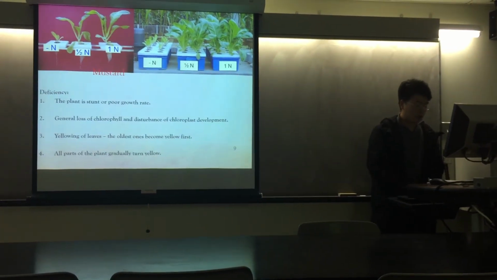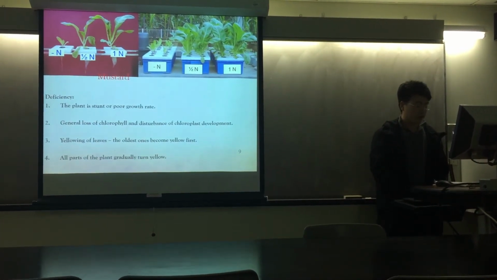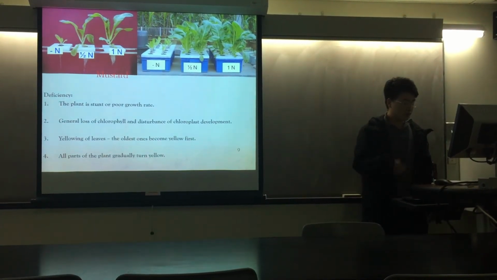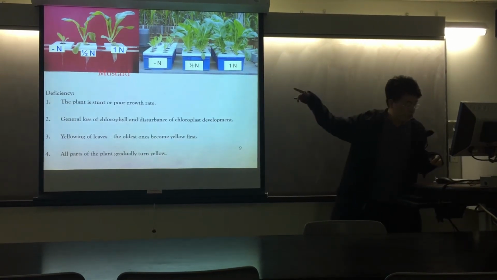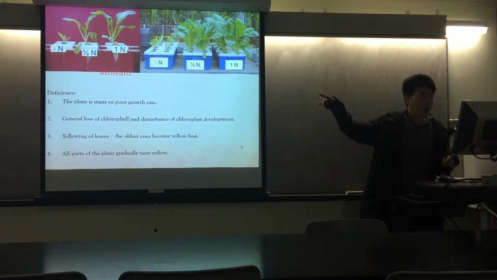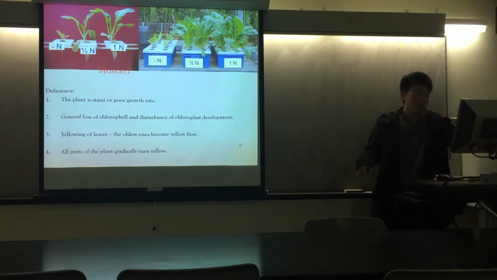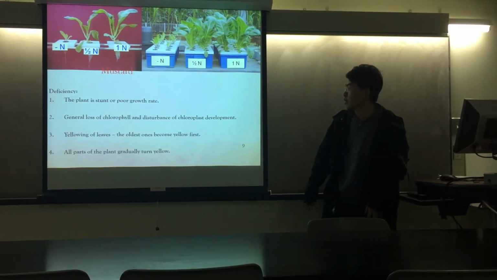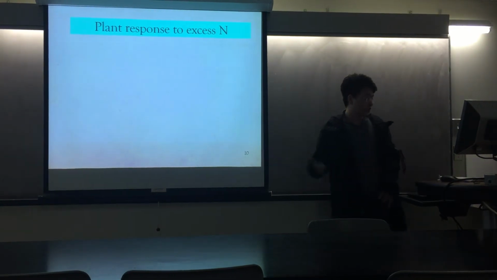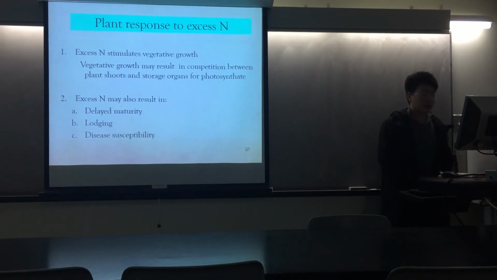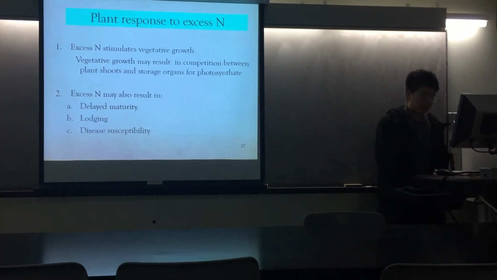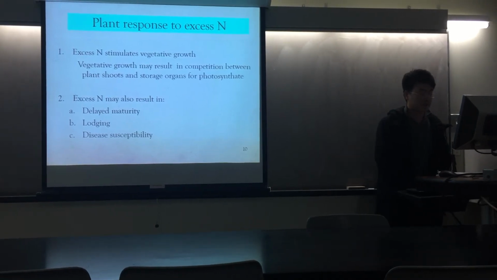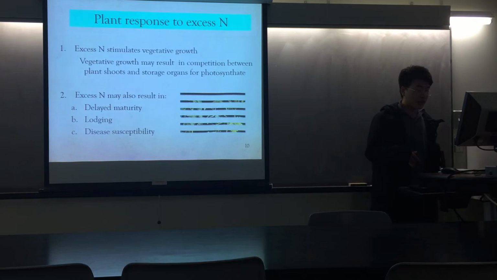Then let's have a closer look at them. It causes a general loss of chlorophyll and a decrease of cellulose. The roots are shortened. You can see that the root is shortened and the yield is very low. You can compare the three parts of this one, and it is very thin. Excess nitrogen also results in delayed maturity, lodging, and disease susceptibility. So we can see the picture on this one.